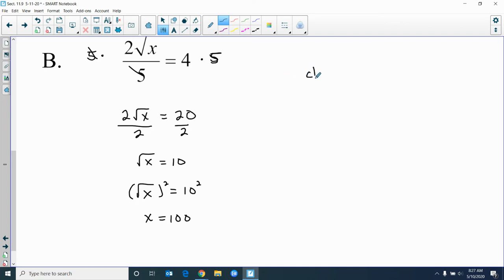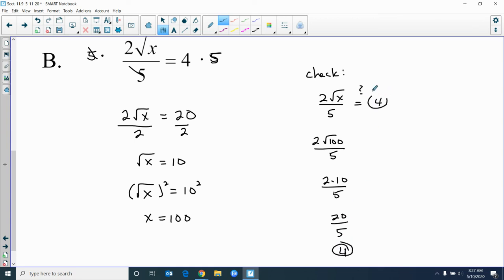So then I'm going to check it just to see if I'm right. I got 2 square root of x divided by 5, and I'm telling you that equals 4. We'll plug in 100 here. Well, square root of 100 is 10. 2 times 10 is 20, and 20 divided by 5 is 4. So it is right.